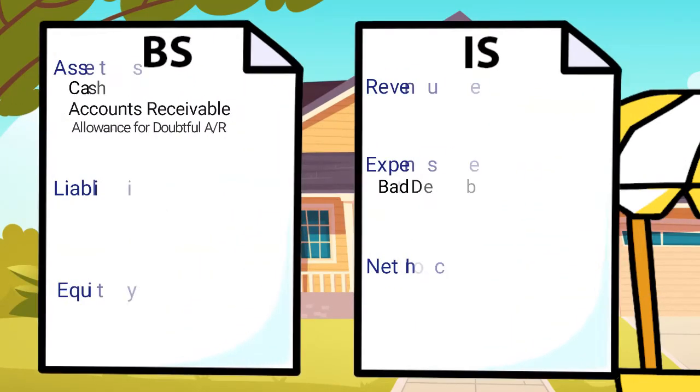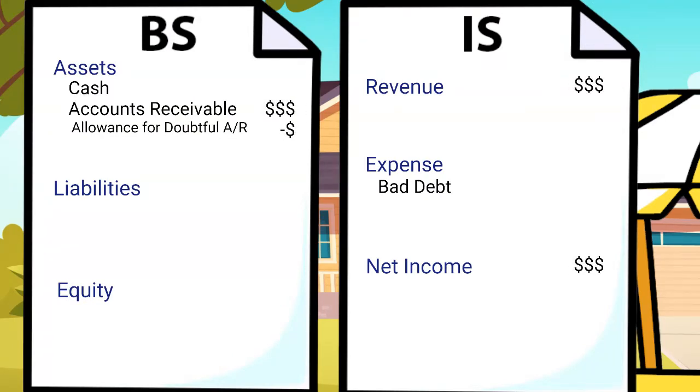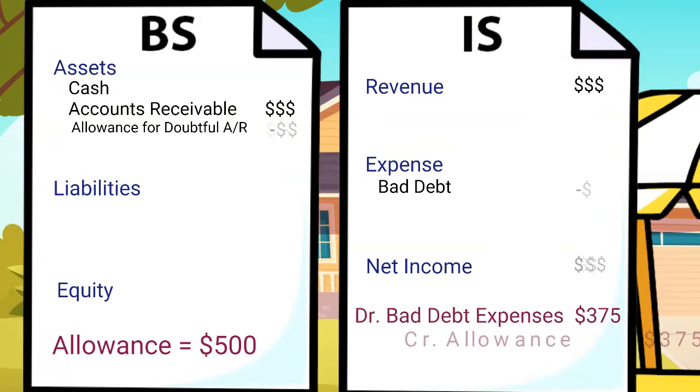Good question, Lisa. Let's add a wrinkle to this and say that as of last month, your allowance was already set at $500, leaving a difference of $375. Therefore, our entries are a debit to bad debt for $375 and a credit to allowance for doubtful accounts. So that increases the balance sheet allowance up to $875.